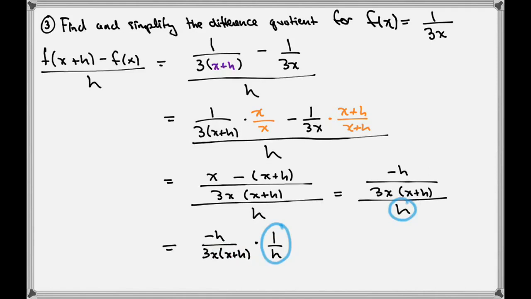The h's then cancel out, and I'll get minus 1 in the numerator. In the denominator, I'll have 3x times x plus h. And this is the difference quotient for 1 over 3x, simplified as much as possible.